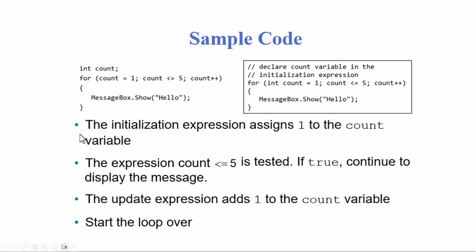So in this case, the initialization expression assigns 1 to the count variable. The expression count is less than or equal to 5 is tested. If true, it continues to display the message. The update expression adds 1 to the count variable, and then it starts the loop over again. As you can see right in here. Here's what the count looks like. It's actually coded.